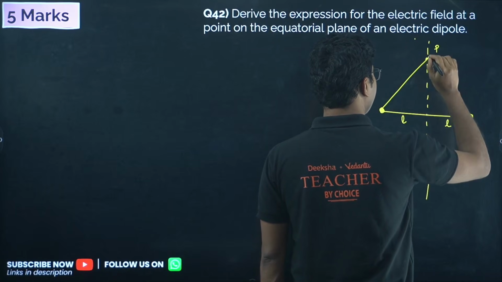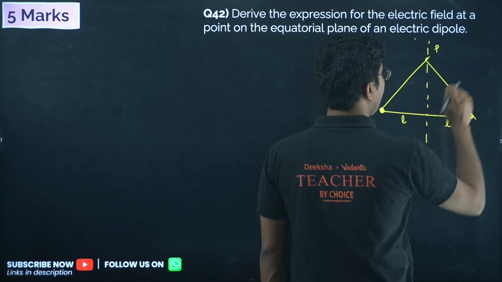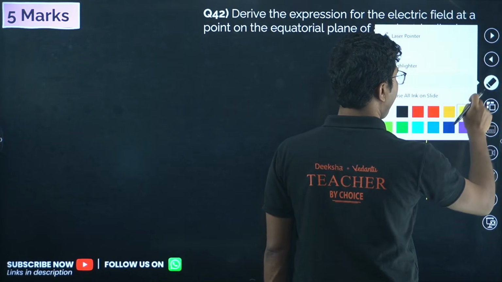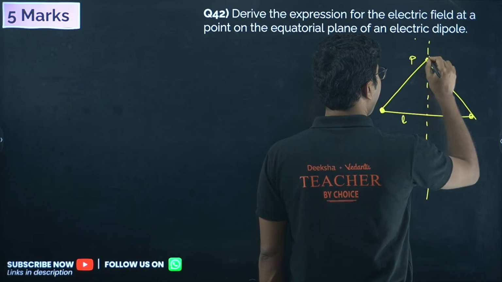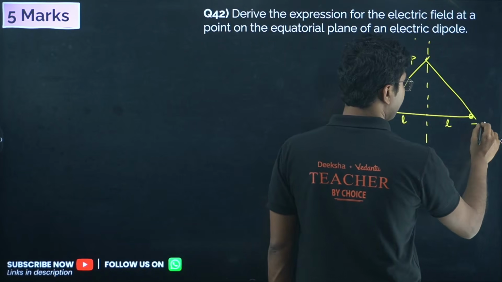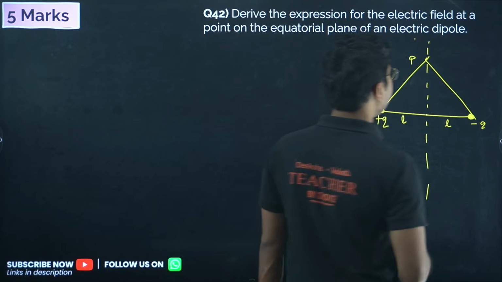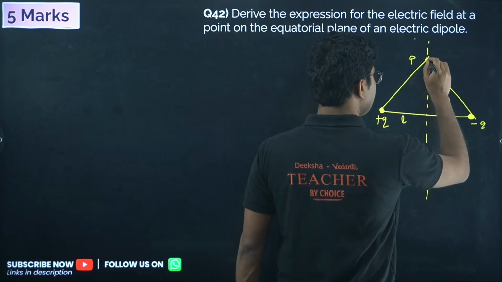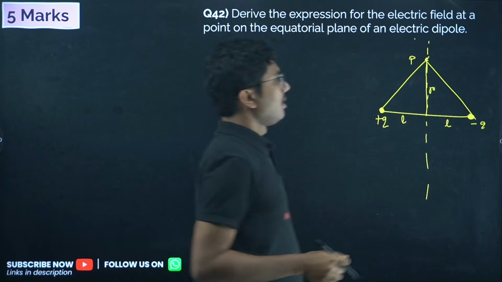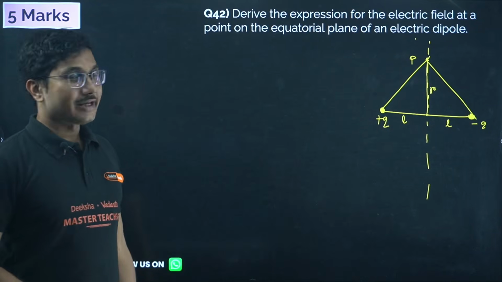So join them, and so this is say positive charge, this is say negative charge. Now electric field, this distance is r. Okay, now what we are trying to find is the electric field at P.